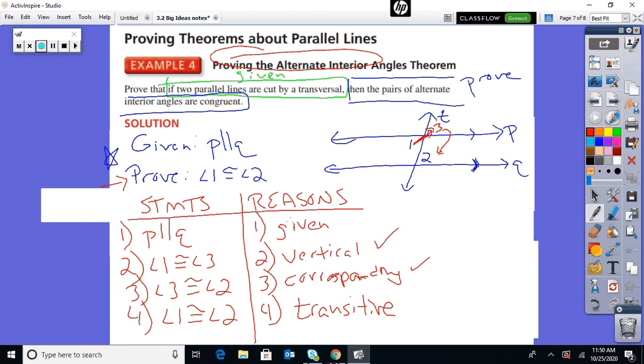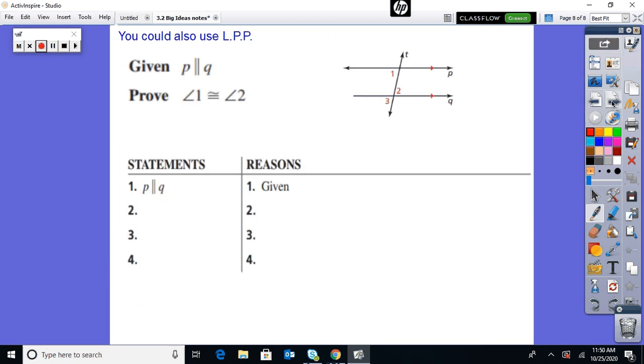Vertical and corresponding. Now, check this out. You can also prove this theorem. Let me show you an alternative approach. Let's use LPP. I know you guys are down with LPP. Yeah, you know me. So how could that help you? Well, check this out. What else do you know? Like, say I put the 3 here. So what else do you know?